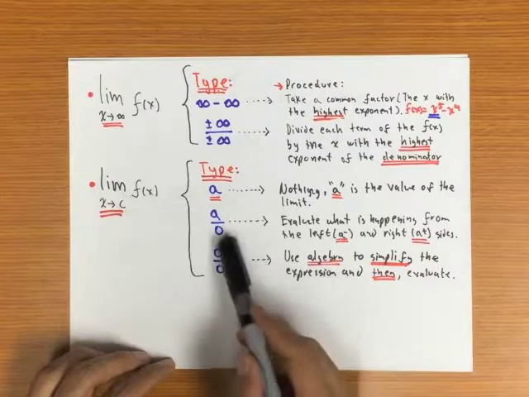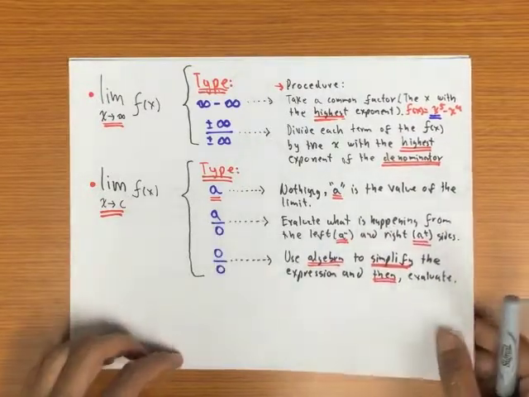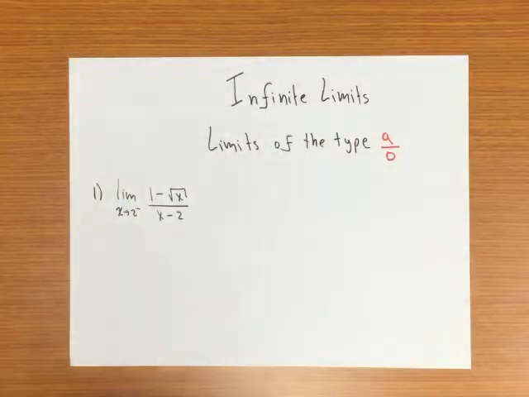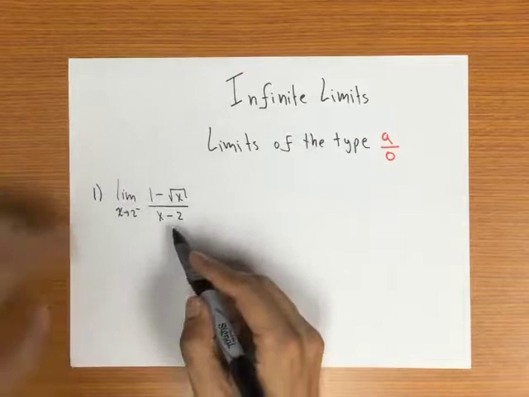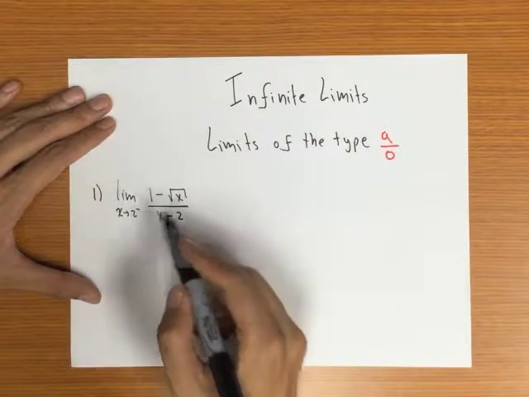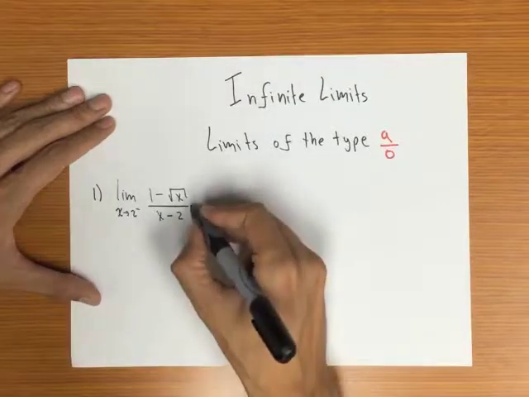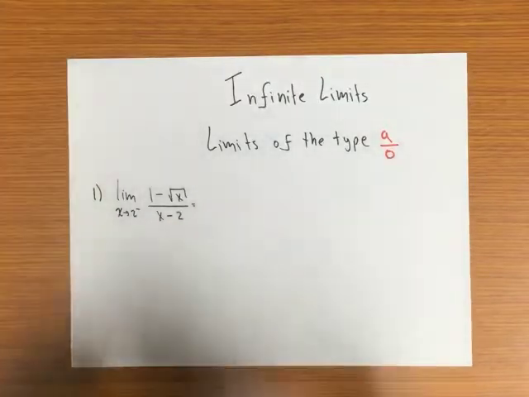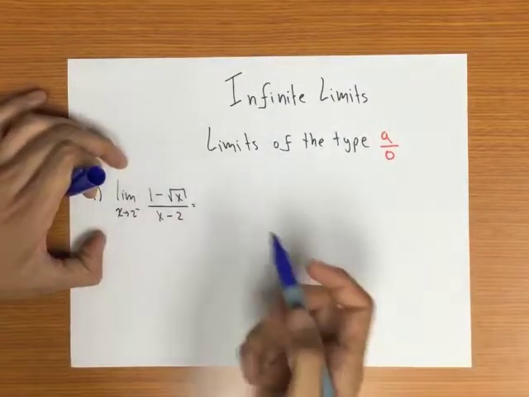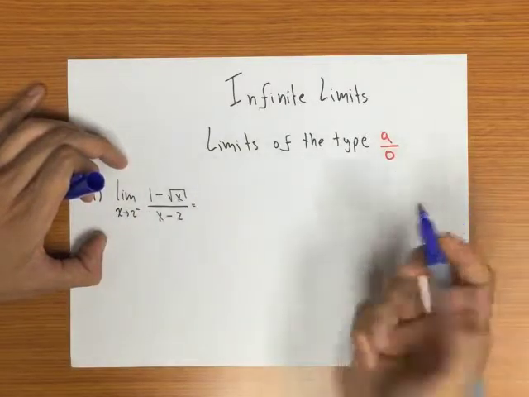So we have to evaluate something here. We have to evaluate what is happening from the left side of the function and the right side of the function. So here we have the first exercise of the activity. We have the limit when x approaches positive 2 from the left of 1 minus square root of x over x minus 2. The first thing to do here is to evaluate the limit in order to know the type, and you know that evaluating means the substitution of the approximation value for x.